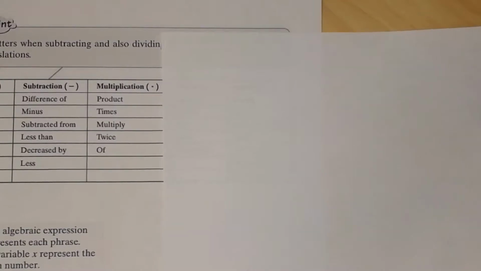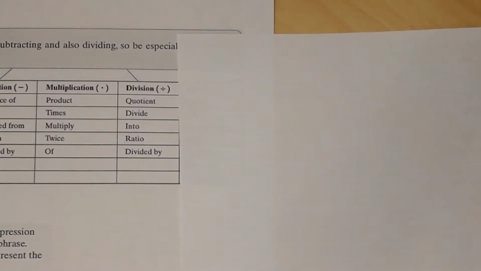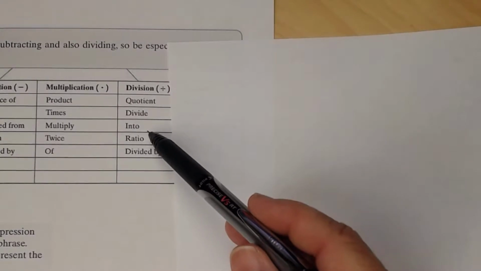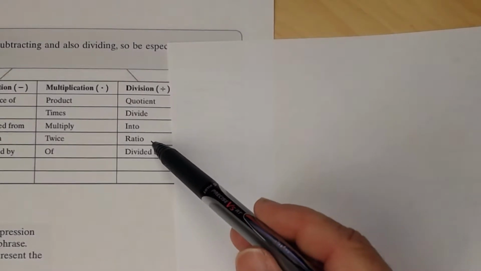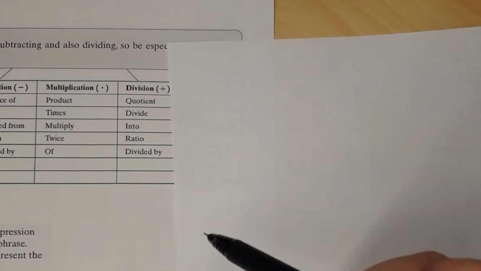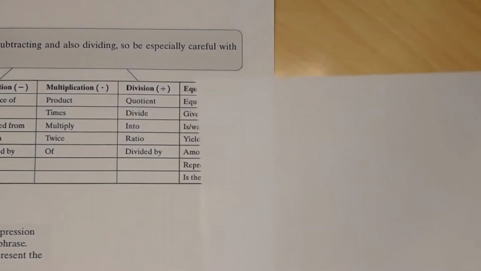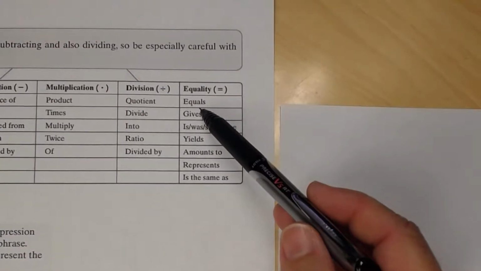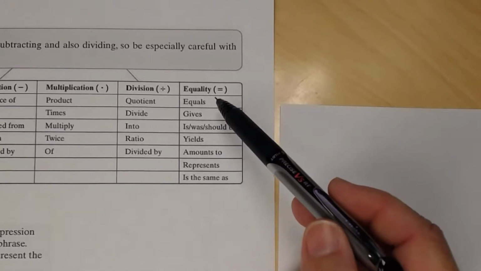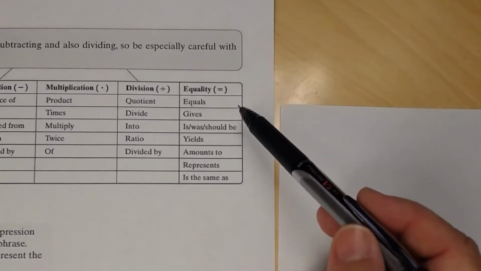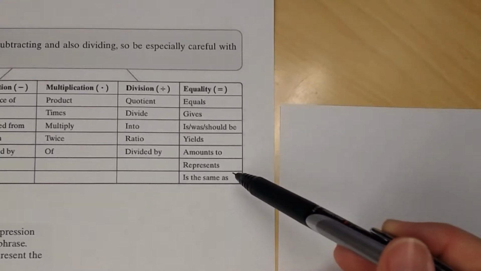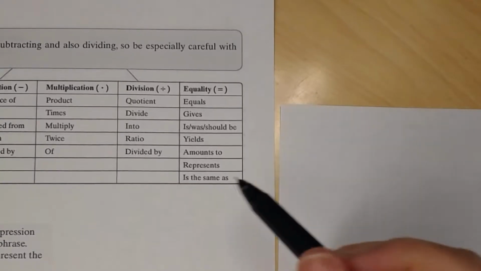And then division. Quotient means to divide. Divide obviously means to divide. Into means division. Ratio means division. And divided by means division. And then the other one would be equality. So you may see the words equals. When you hear the word equals, think of the equal sign. Gives, equal sign. Is, was, should be, equal sign. Yields, equal sign. Amounts to, represents, is the same as. All those are equal signs. Okay? So those are key words.